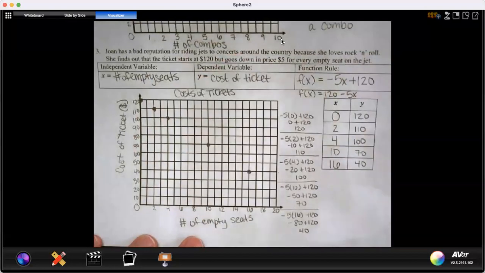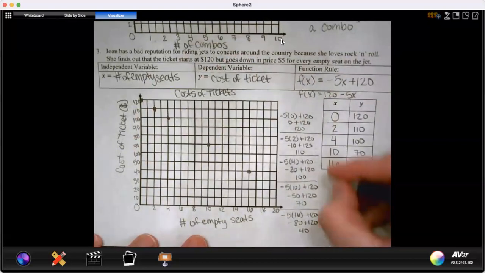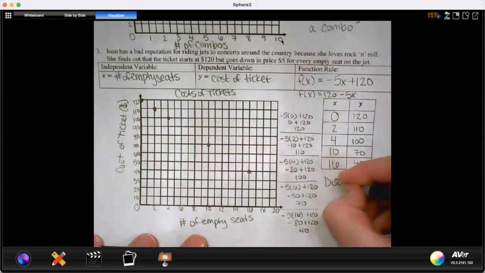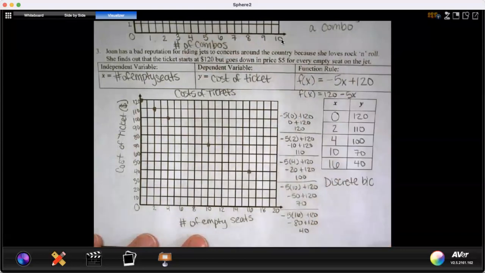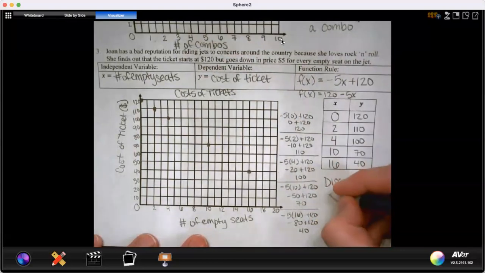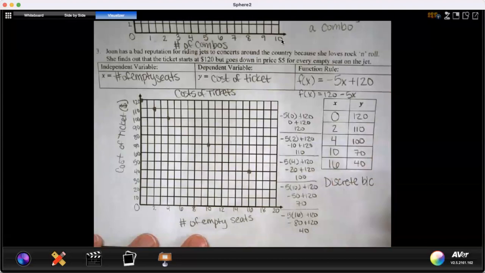No. Right? And so you might have thought, well, hey, this has to be continuous because we already did discrete. Well, I accidentally messed up and I gave you 2 discrete options. This one is discrete. Because much like you can't buy half a combo, you can't have half of a seat.